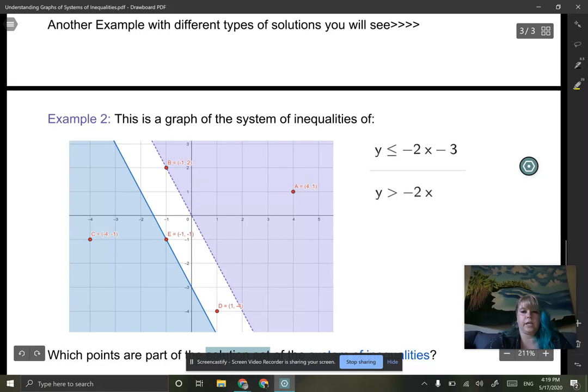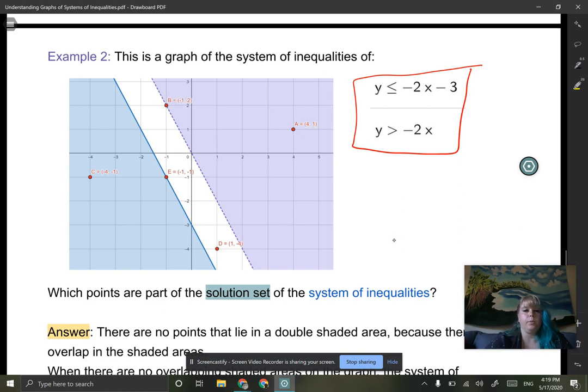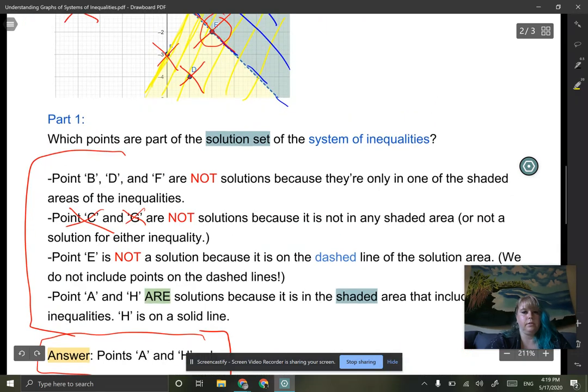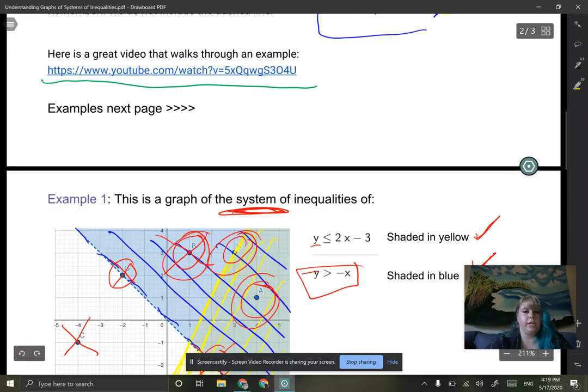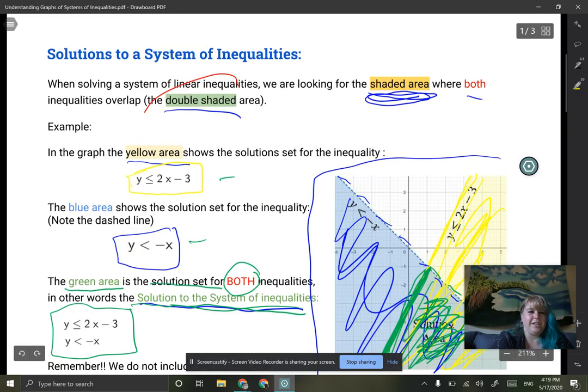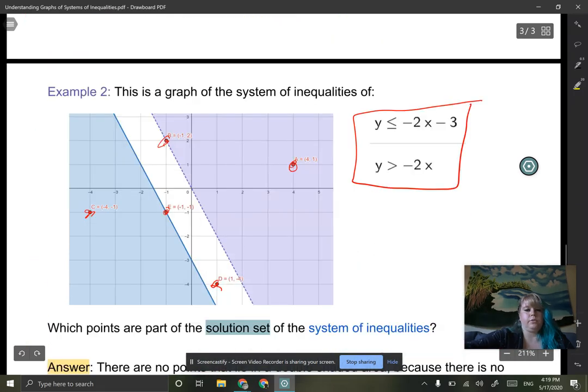Okay, let's go to a second example here. So again, system of inequalities. We have many points here. Now, how do we know if these points are part of a solution? Well, as we've said, it is going to be the double shaded area, or where they overlap. Okay, so let's look at this graph.